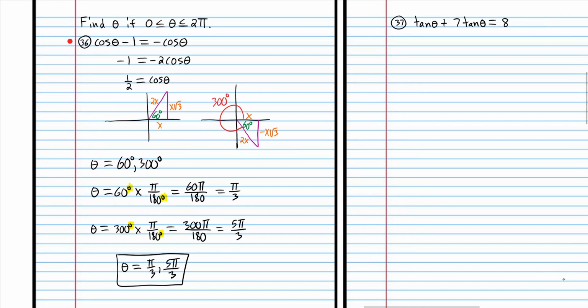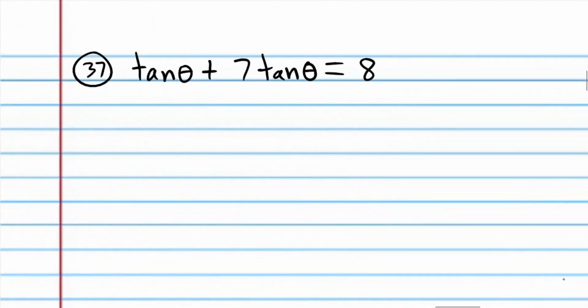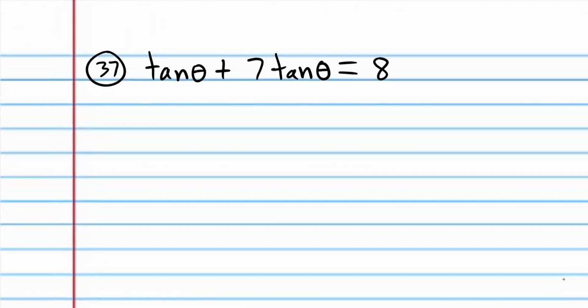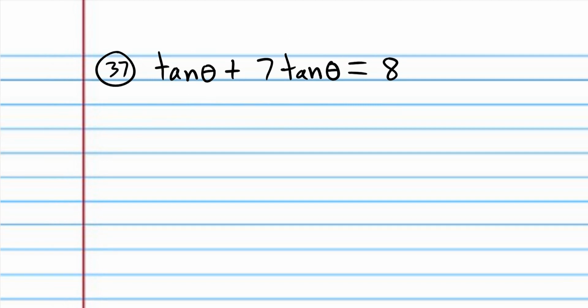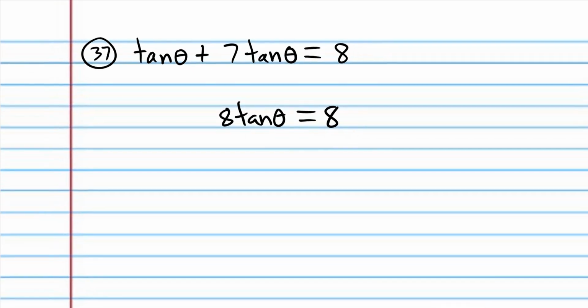So let's try number 37. We'll do a couple more of these before you try one on your own. So we're going to add those tangents. We have 1 tangent plus 7 tangents is 8 tangents. 8 tangent thetas. Now we're going to divide both sides by 8, and we get tangent theta is equal to 1.